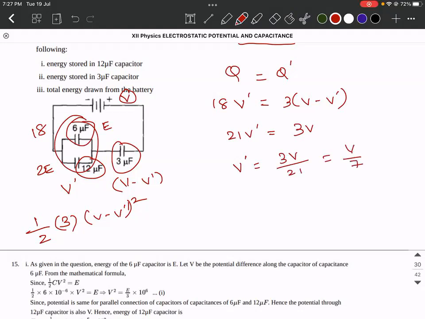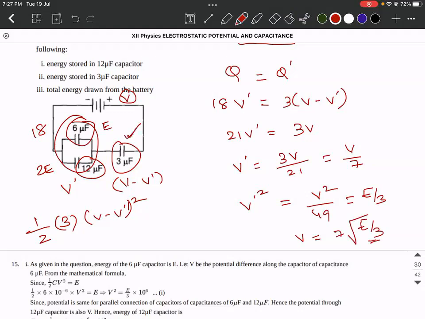But you already know what V dash is. So V dash square will be V square divided by 49. But what is V dash square? We already derived it: E by 3. Do you understand what I say? So V will be equal to 7 times root E by 3. That is what I am trying to say.